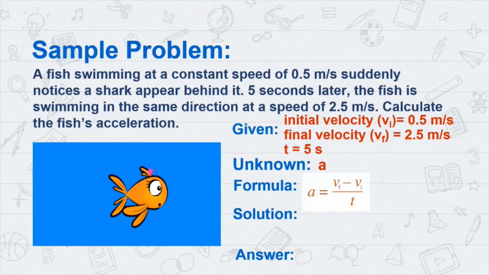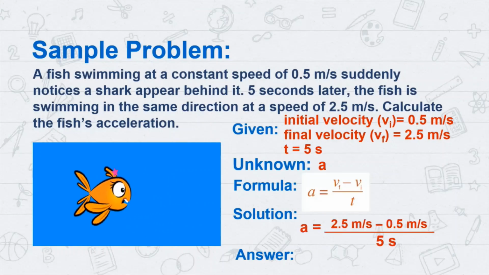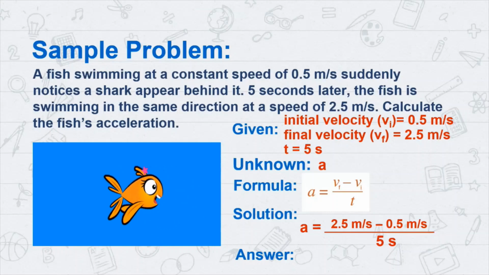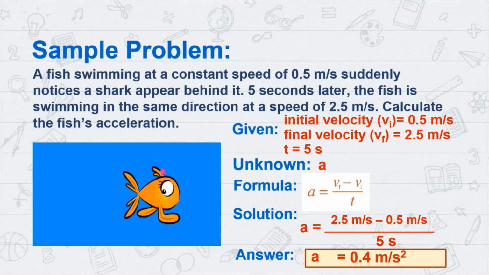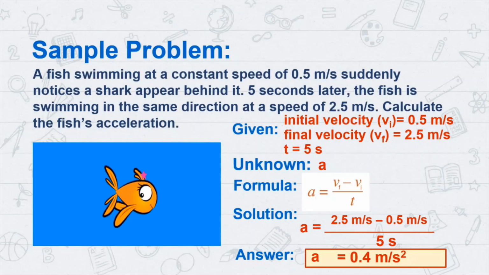Formula. Acceleration is equal to change in velocity divided by time. Solution. Acceleration is equal to 2.5 meters per second minus 0.5 meters per second all over 5 seconds. The answer is 0.4 meters per second squared. The acceleration of the fish is 0.4 meters per second squared, meaning it is a positive acceleration.